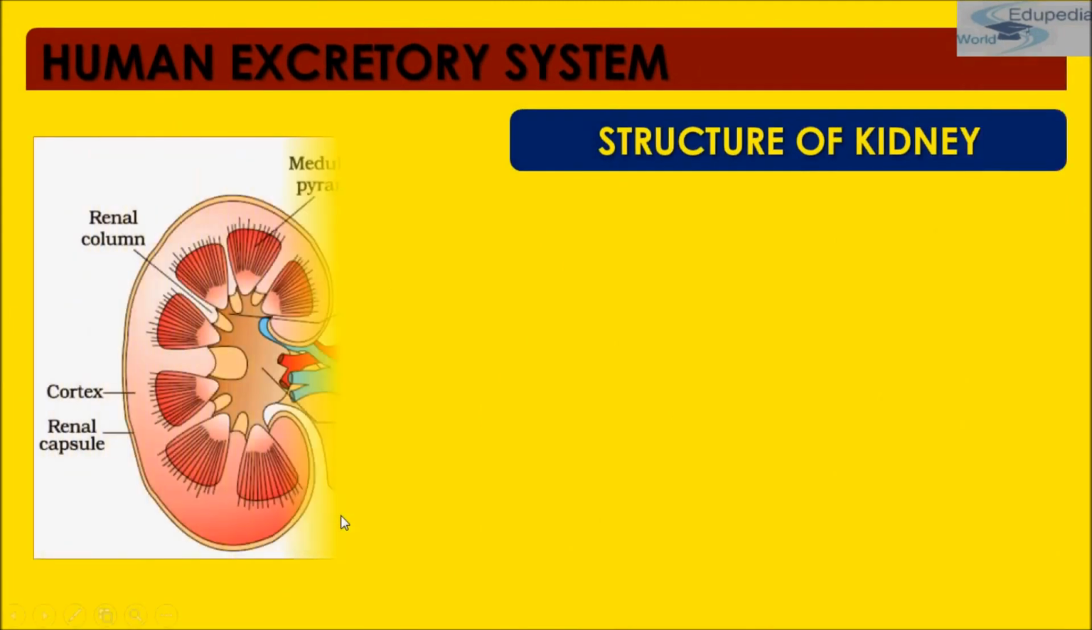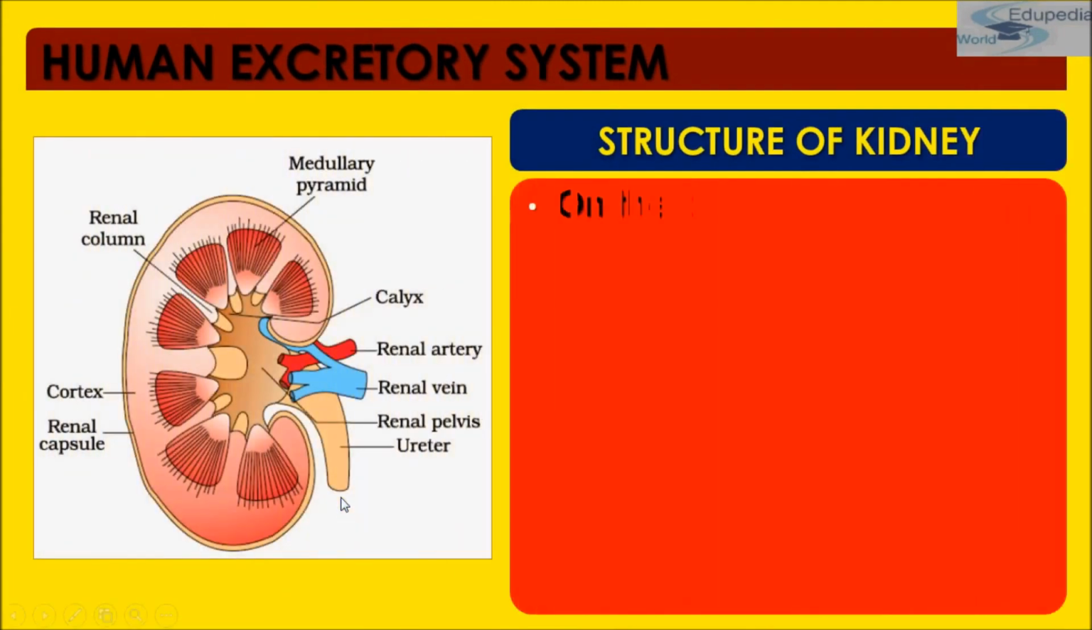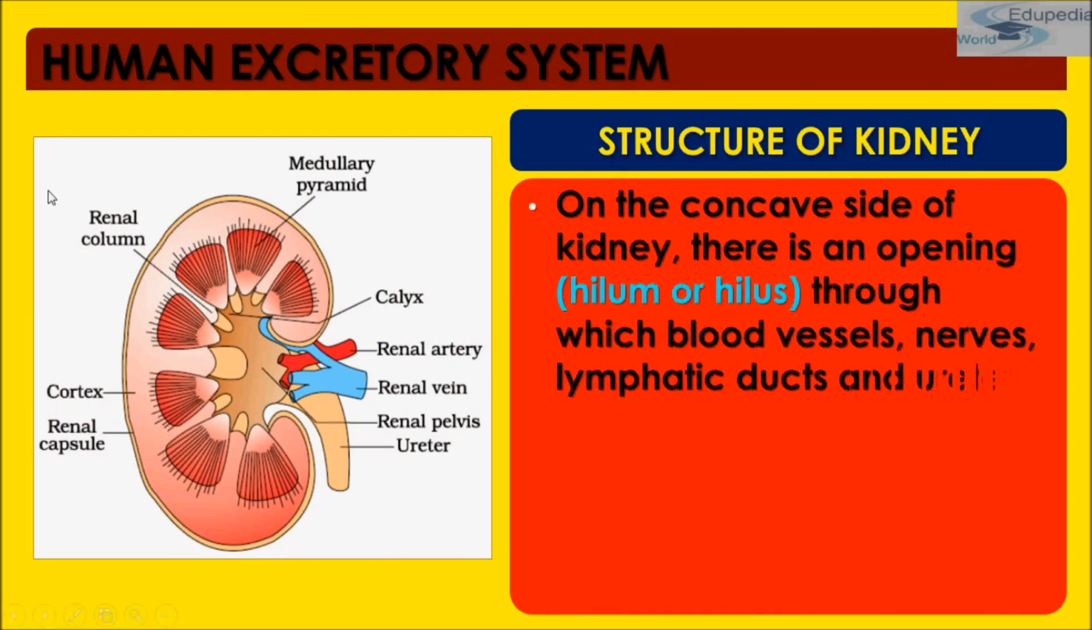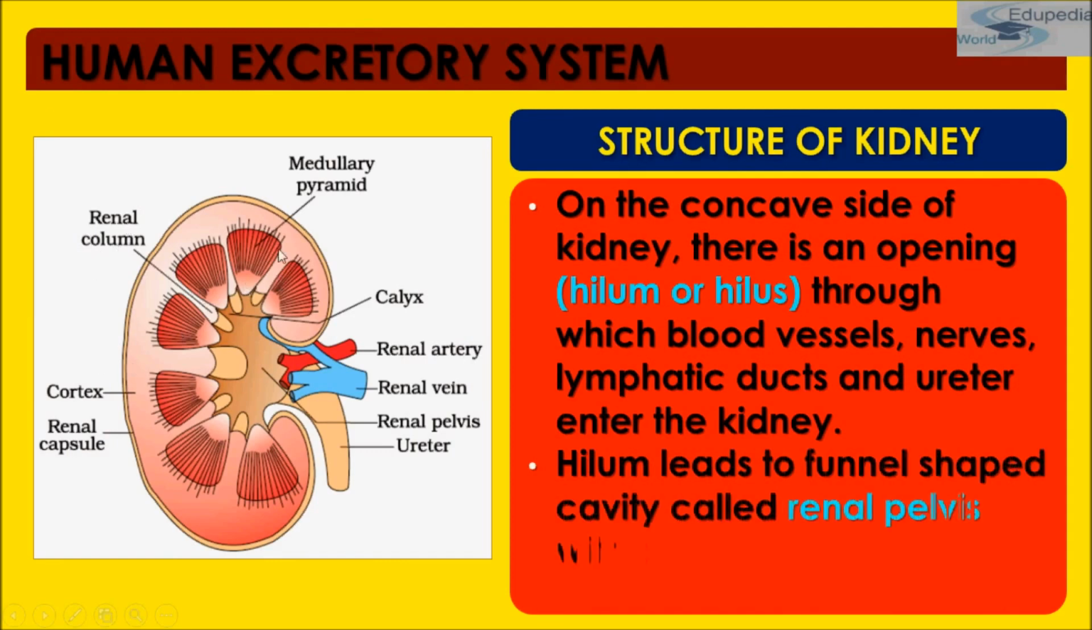Now comes the structure of kidney. As I have told you, this is the medulla part, and it has 8 to 15 conical projections. In this diagram only 7 are shown, but it is around 8 to 15. We call them renal pyramids because they are pyramid-like structures. The extension of the cortex into the medulla is called the renal column of Bertini.